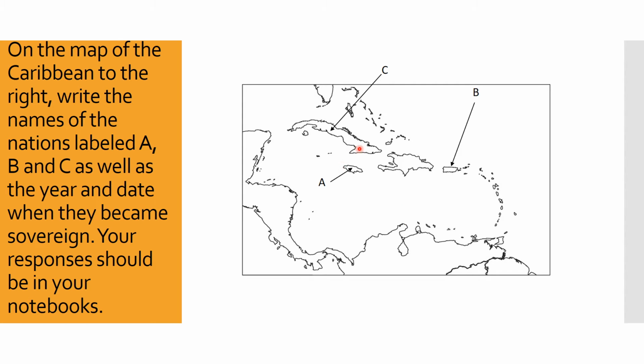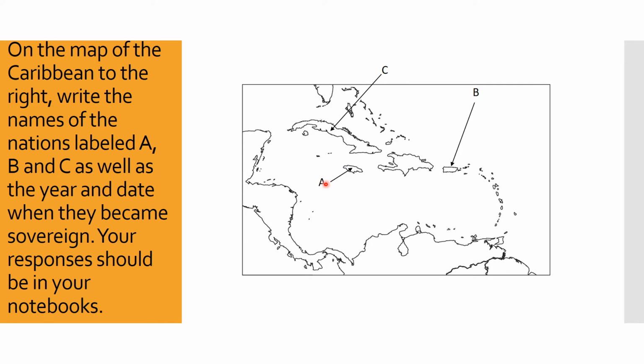Boys and girls, let us zoom in on this map of the Caribbean. Here we have different regions in the Caribbean territory. We have the Lesser Antilles and we also have the Greater Antilles. But within these regions, there are nations.